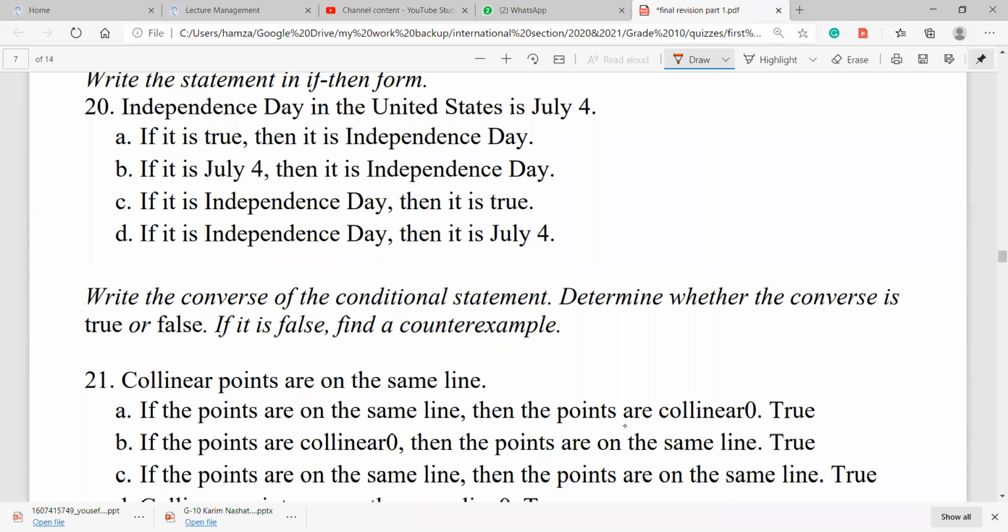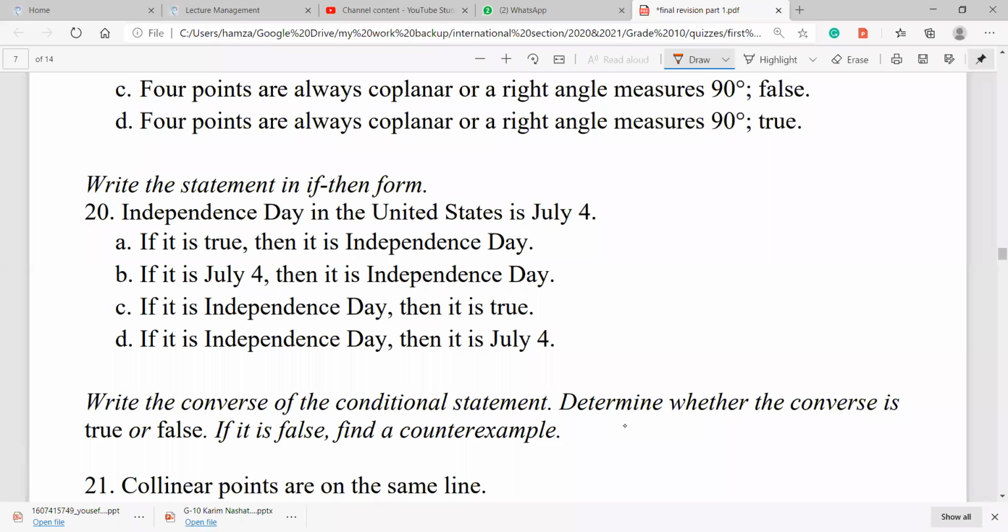Okay. Now we want to write the statement using if-then. If what, then what? I told you guys, look for the main verb. Where is the main verb? Independence Day in United States is July 4. So the statement before this will be after "if", and here will be "then". Okay, guys, and keep the order.